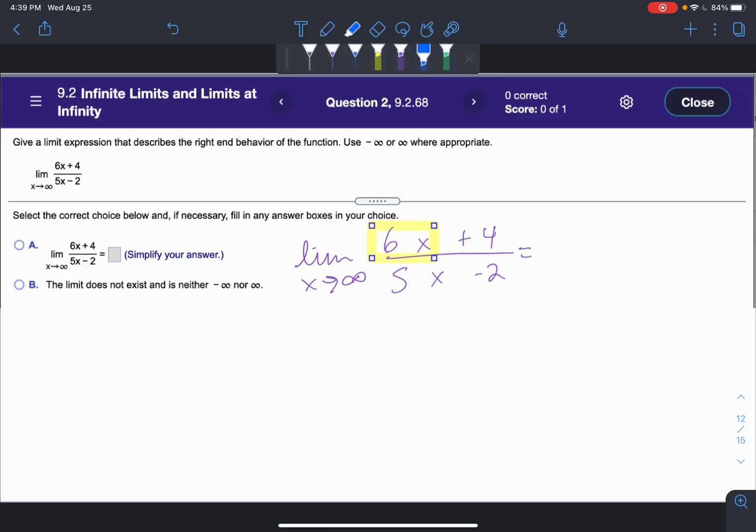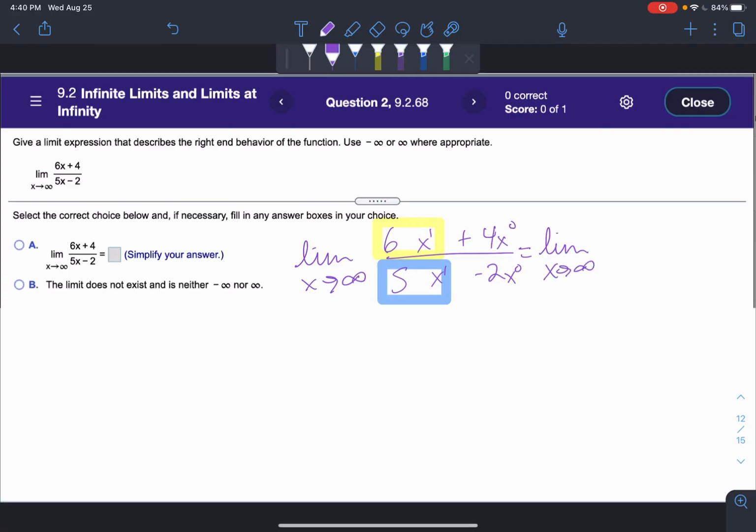Because remember, over here, this 4 really is x, but to the 0th power. Same for this 2. And this has the power of 1, so 1 is larger than 0, so that's why these two are my leading terms for the numerator and the denominator. So now let's go ahead and just worry about our leading terms.